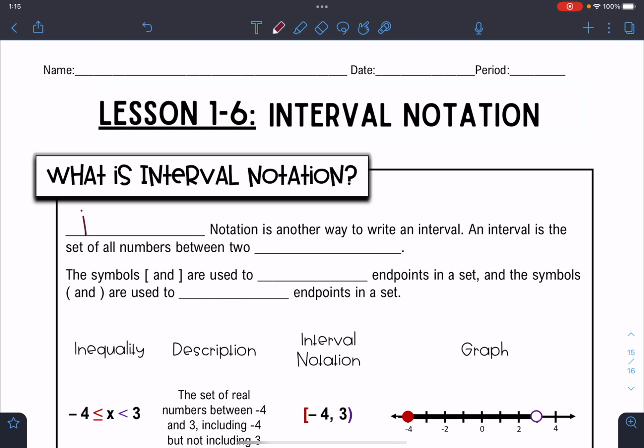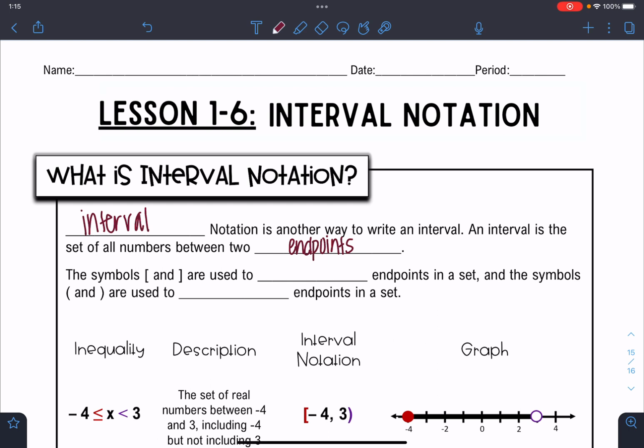So the first blank here is going to be the word interval. So interval notation is just another way to write an interval. And if you're thinking, well, what is an interval? That is just the set of all numbers between two endpoints. So the inequalities that we have been solving, that's actually an interval, okay?